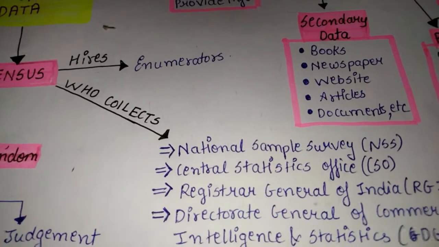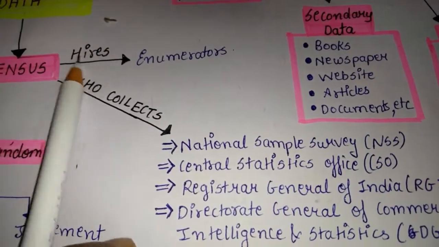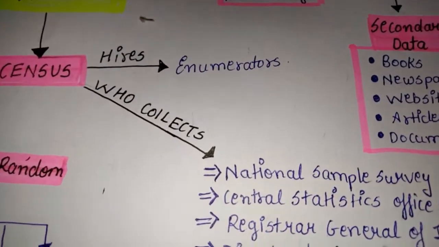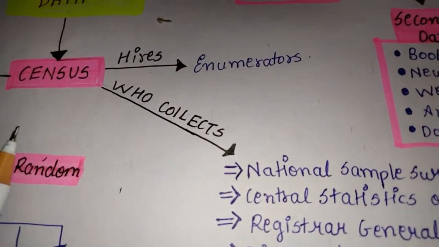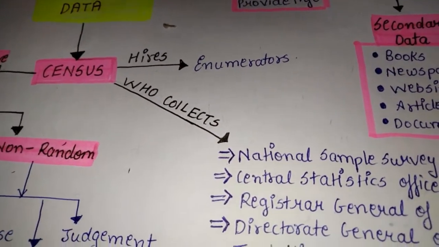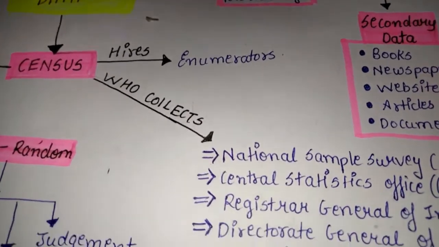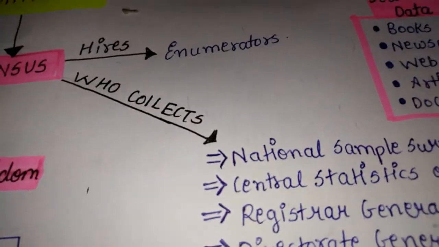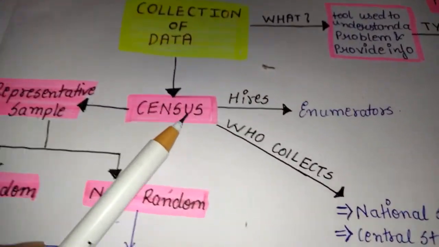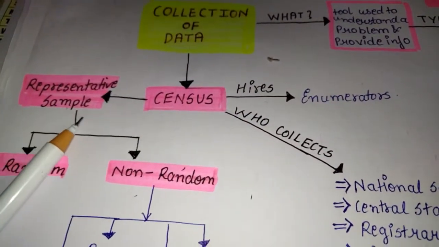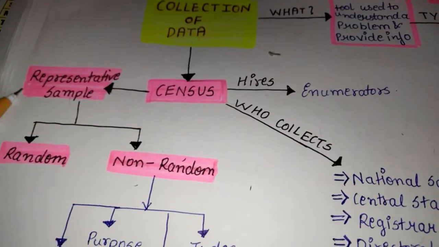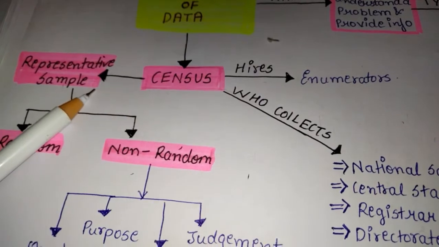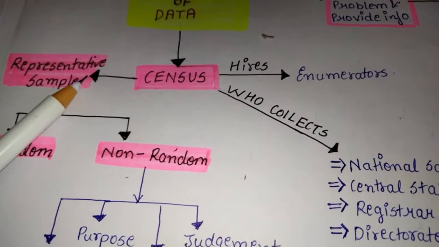But here is the question. India's population is so huge that it is difficult to collect the data of every individual in our country. So there is an alternative for collecting the census, called a representative sample. It feels a little rude that the census calls us samples.